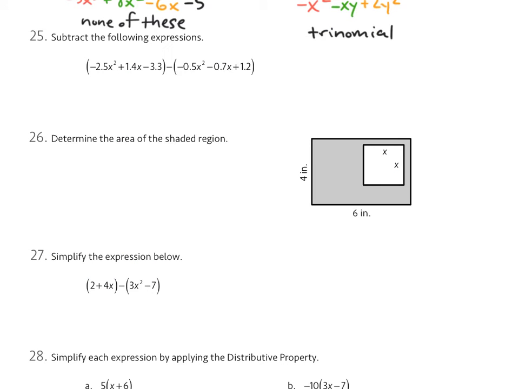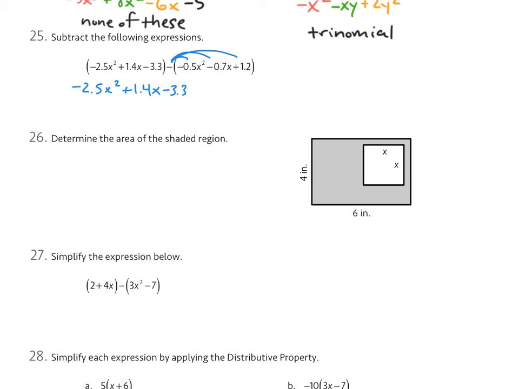25. Subtract the following expressions. Negative 2.5x squared plus 1.4x minus 3.3 minus negative 0.5x squared minus 0.7x plus 1.2. This first trinomial doesn't need parentheses around it because there's no number being distributed into those parentheses. So I will start by bringing that down. Negative 2.5x squared plus 1.4x minus 3.3. The second trinomial, we can distribute the negative or the subtraction symbol through the parentheses to change the sign of each expression inside the parentheses.